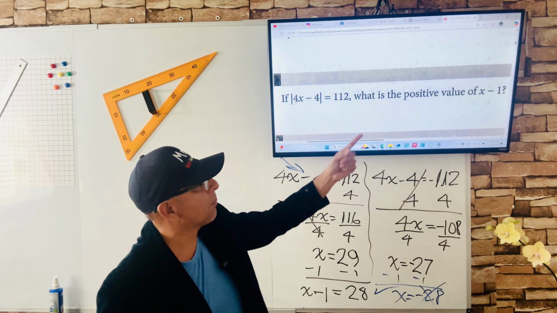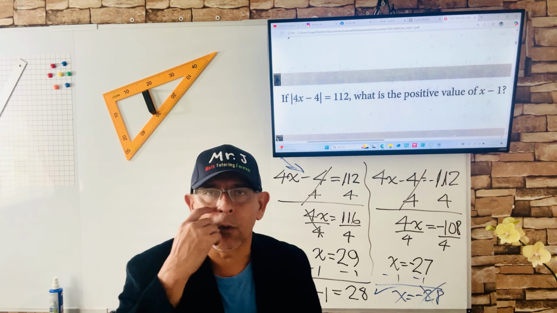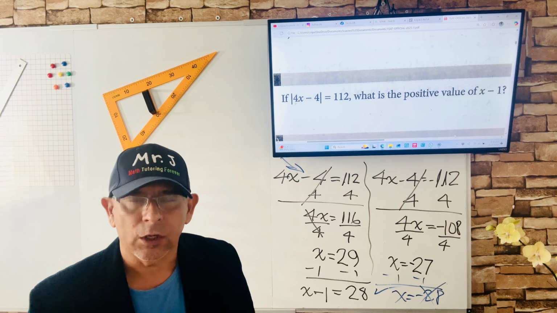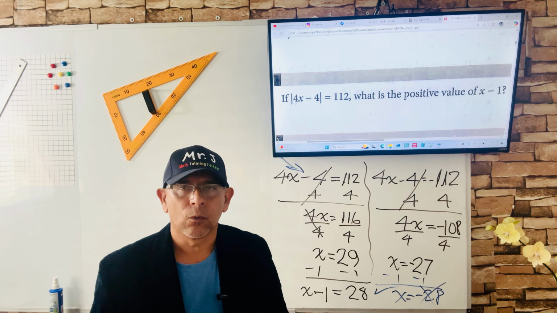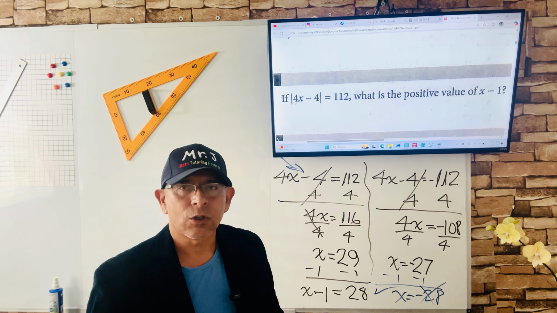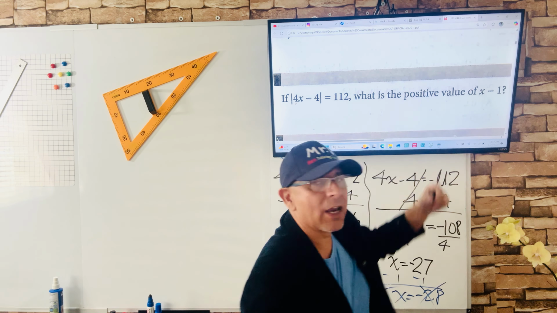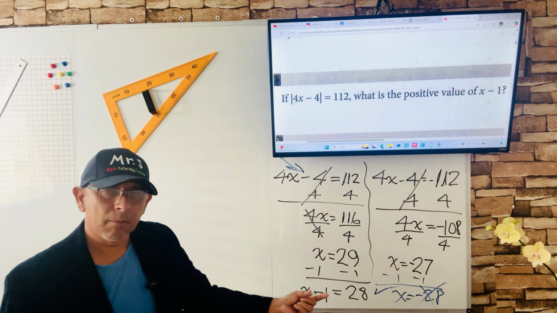So if you notice, we have two answers, one positive, another negative. That's why the problem says what is the positive value, because we have two options when we are working with absolute value equations. However, be very careful. Why? Because the question is not what is x. The question is how much is x minus 1. Therefore, I haven't finished my problem.